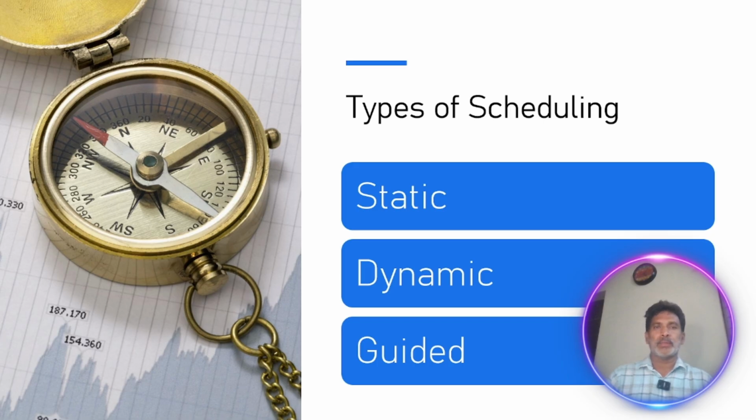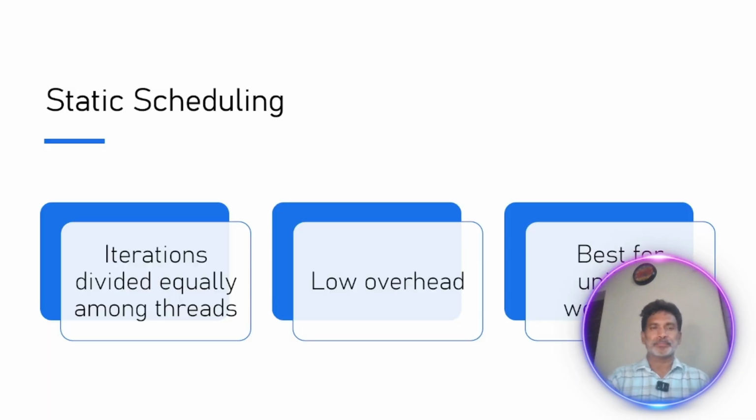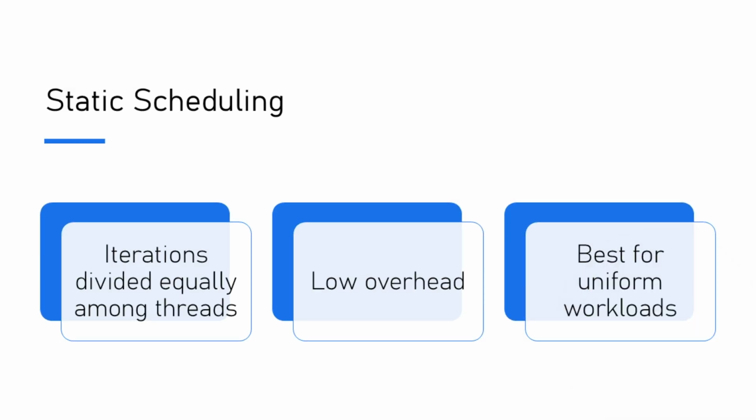So why does choosing the right scheduling matter? Here it ensures balanced workload distribution, minimizes idle time of threads, and improves execution speed and resource utilization. So in summary, selecting the appropriate loop scheduling strategy is crucial for achieving optimal performance in parallel programs.